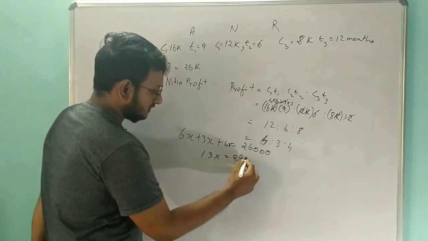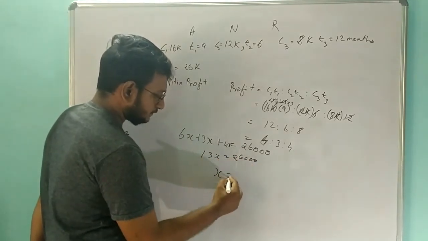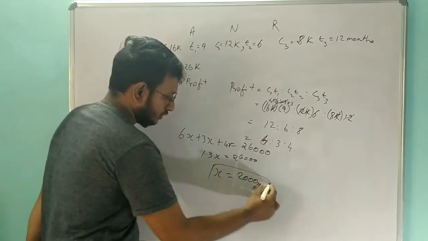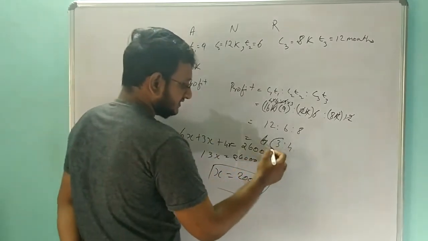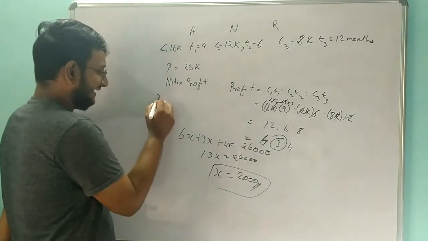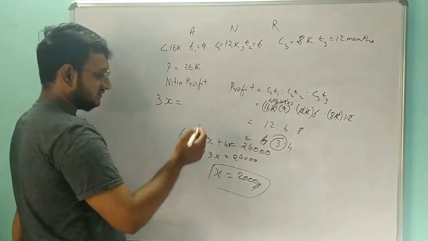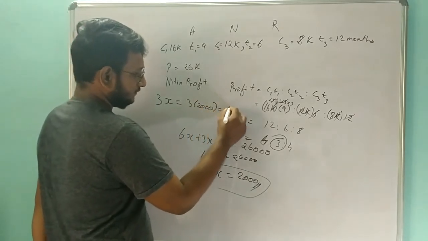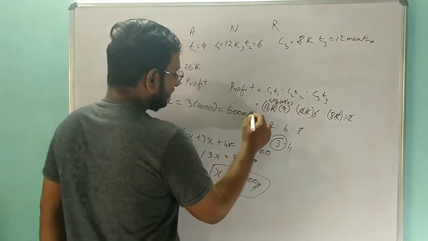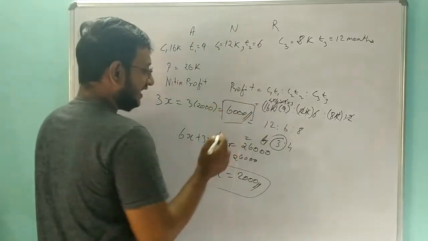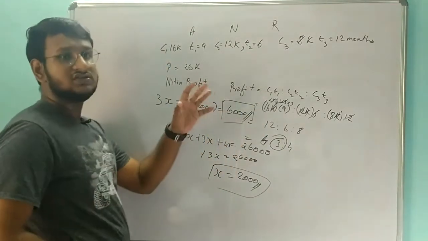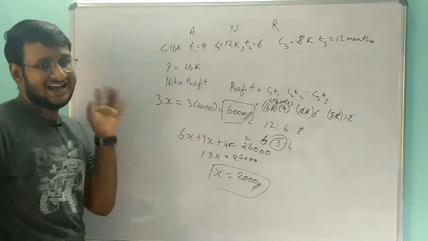So 13x is 26,000, then x is equal to 2,000. We know that x is equal to 2,000 and the ratio of Nitin is 3. So 3x is 3 into 2,000, which is nothing but 6,000. So 6,000 is the profit of Nitin in the whole profit of 26,000. So in 26,000, Nitin gets only 6,000 as his profit.